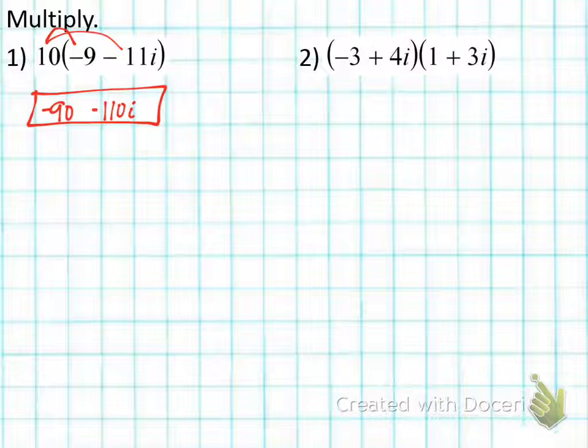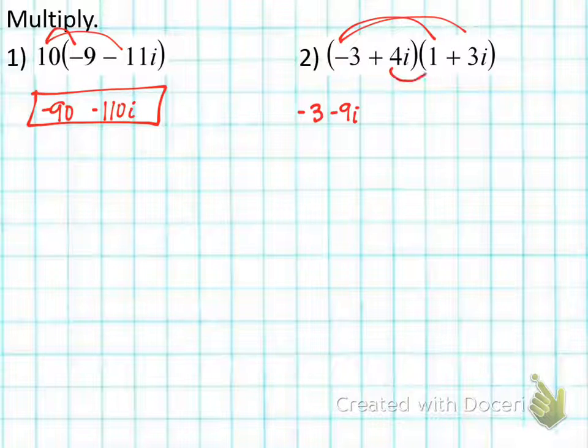Number 2, let's pretend this is 2 binomials, okay? Pretend the i is a variable, okay? Don't worry about it. This one's a little more difficult. Look carefully. So you've got negative 3 times 1 is negative 3. Negative 3 times 3i is negative 9i. 4i times 1 is positive 4i.